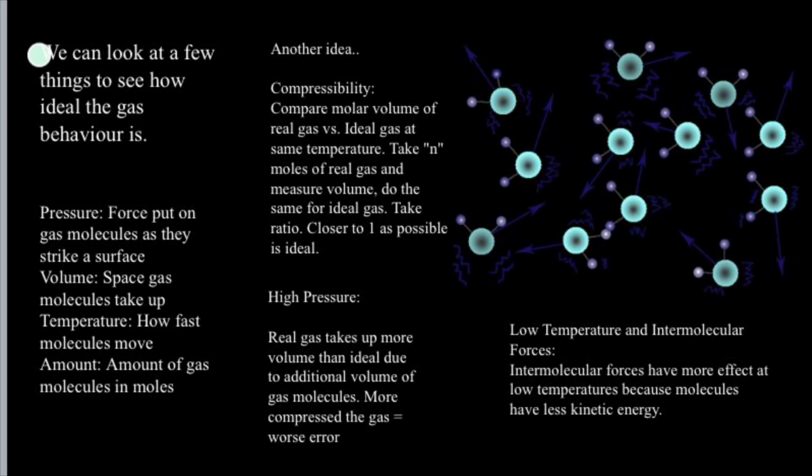For high pressure, we look at real gas. It takes up more volume than ideal gas would due to the additional volume of the gas molecules. The more compressed the gas is, the worse the error will be. For low temperature and intermolecular forces, this is kind of cool. Intermolecular forces have more effect at low temperatures because molecules have less kinetic energy.